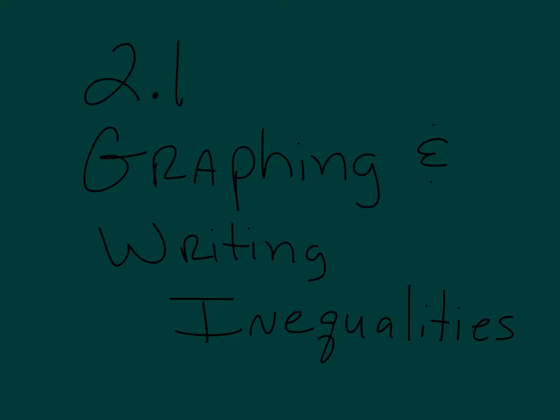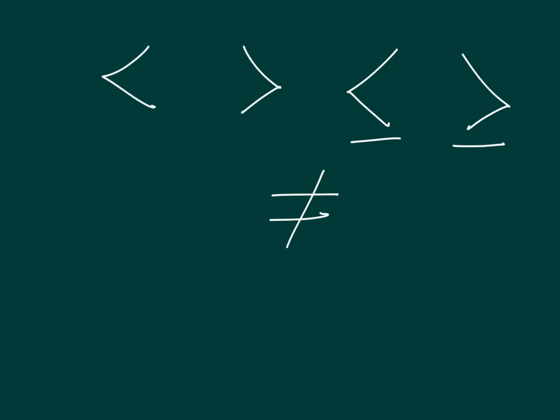Okay, ladies and gentlemen, this is going to be chapter 2.1, Graphing and Writing Inequalities. Now, recall our discussion today. You have basically 5 symbols, these 4, and then this 5th one, and that's what we're going to cover today. They really don't mean anything other than this last one means not equal to.